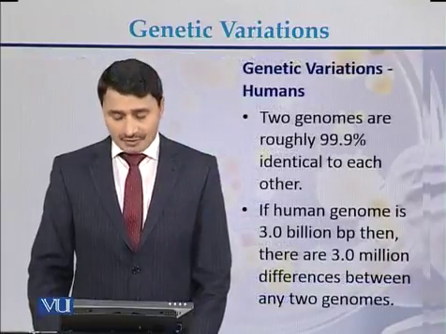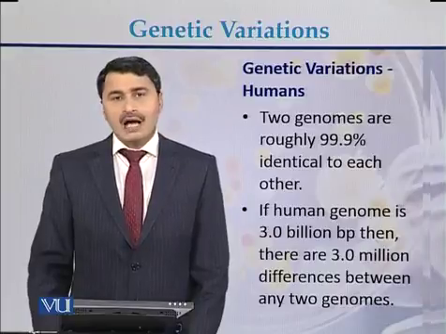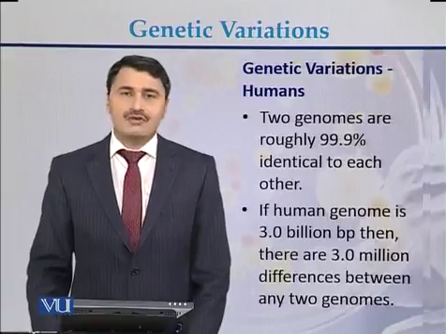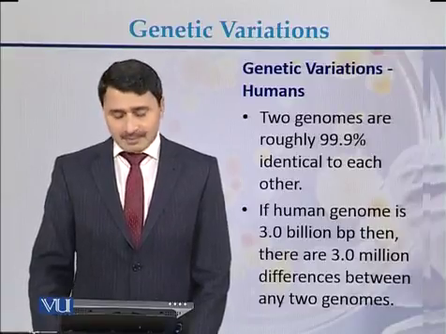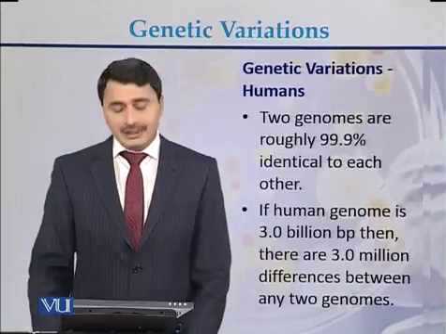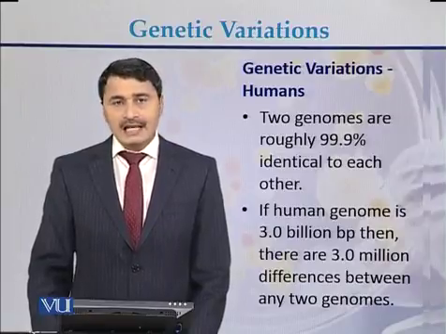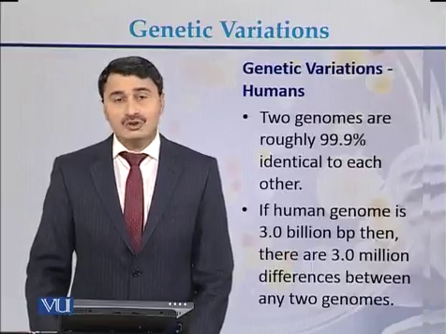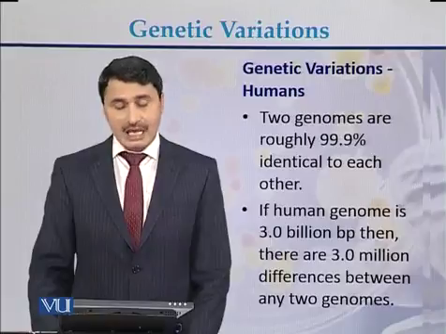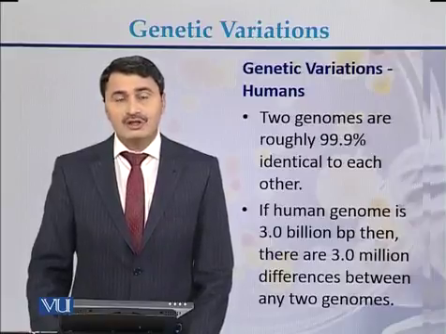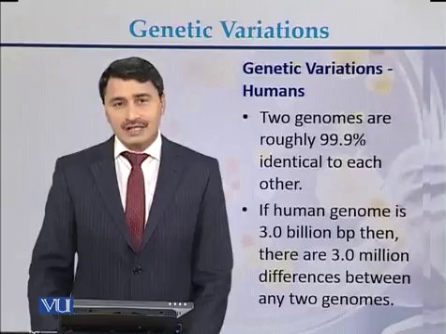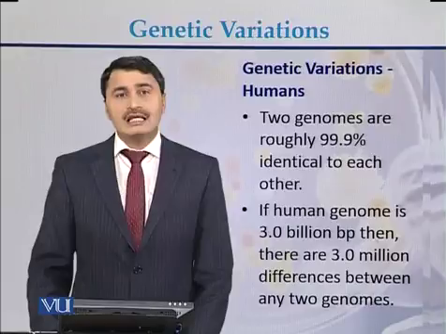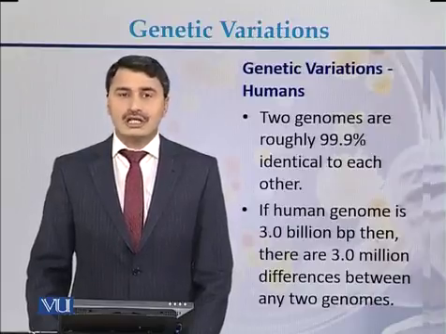Genetic variations in humans. Two human genomes are approximately 99.9% similar. If the human genome is 3 billion base pairs, then there are 3 million differences between any 2 genomes. So this is just a difference of 0.1%. Due to this difference of 0.1%, there would be approximately 3 million differences in the genomes of 2 individuals in humans.